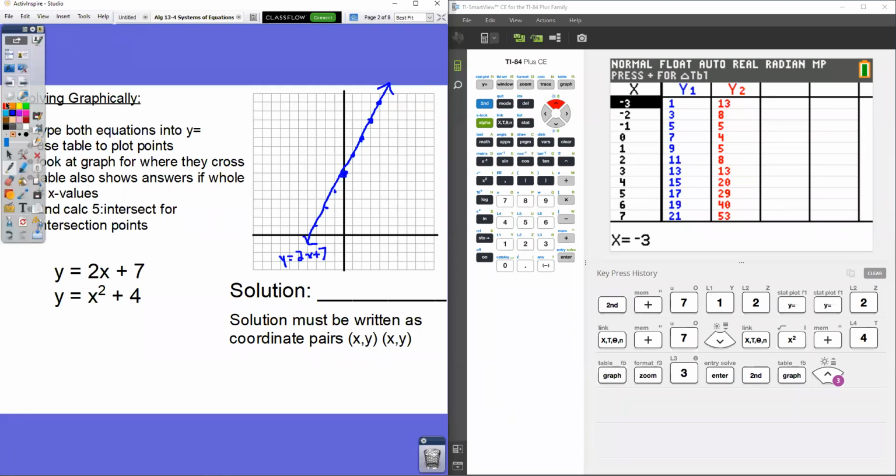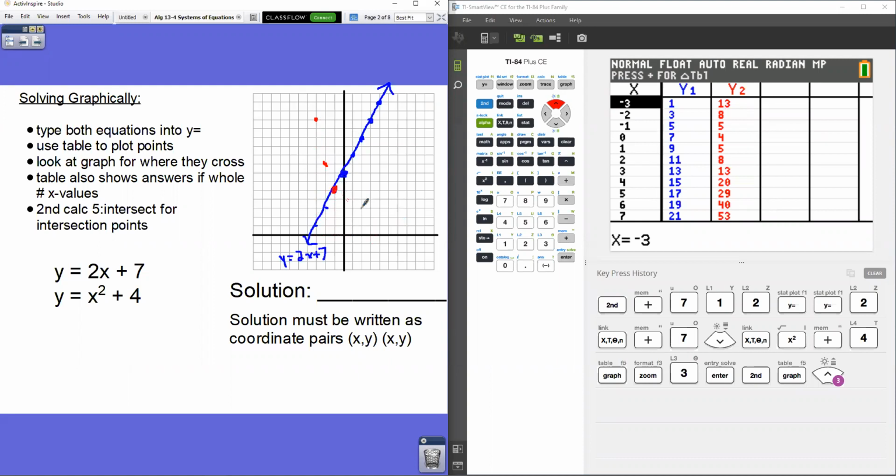Switching over to the parabola, we have -3 and 13. So over to -3, then 1, 2, 3, up to +13. 1, 2, 3, 4, 5, 6, 7, 8, 9, 10, 11, 12, 13. So I have that point. I have -2 and 8. 1, 2, 3, 4, 5, 6, 7, 8. I have -1 and 5.